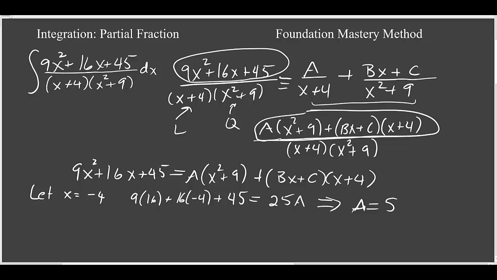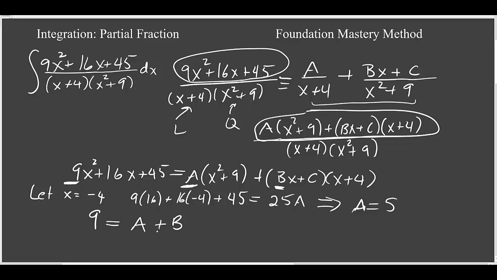Now to find b, let's look at the coefficients of x squared on the left-hand side of the equation and on the right-hand side of the equation. So what we have is the coefficient of x squared on the left-hand side of the equation is 9, and that has to equal the coefficient of x squared on the right-hand side of the equation. On the right-hand side, the coefficient of x squared comes here, and it also comes from the b here if we were to multiply this out. So what we have then is that 9 has to equal a plus b.